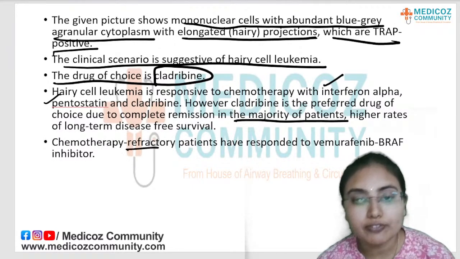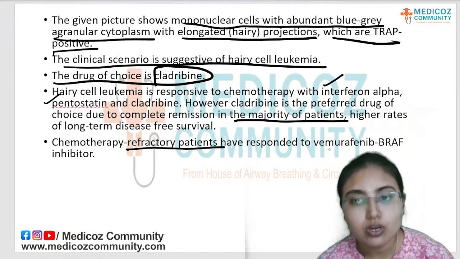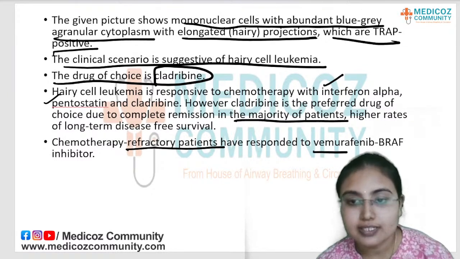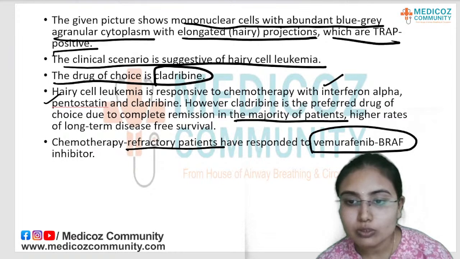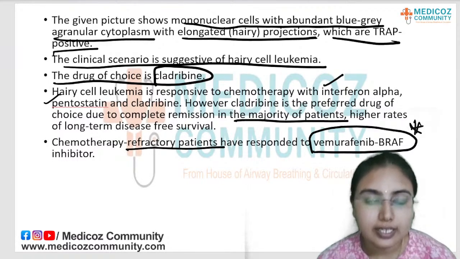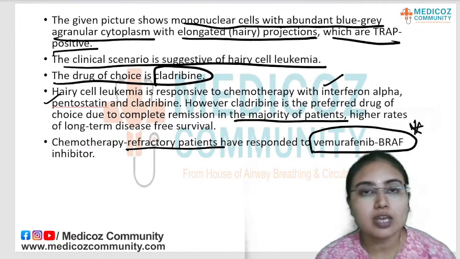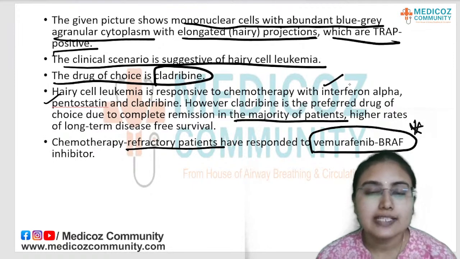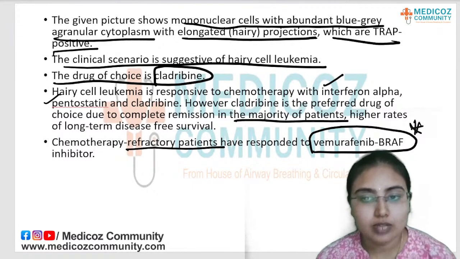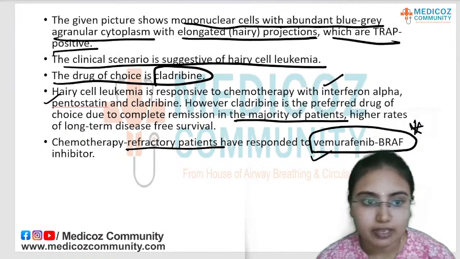So chemotherapy refractory patients have responded to vemurafenib. It's a BRAF inhibitor. Please note this down. This can be asked in your updates. They can give you a clinical scenario of hairy cell leukemia and say that this patient is chemotherapy refractory. Okay. In such patients, what is your choice? So that time you should remember vemurafenib.